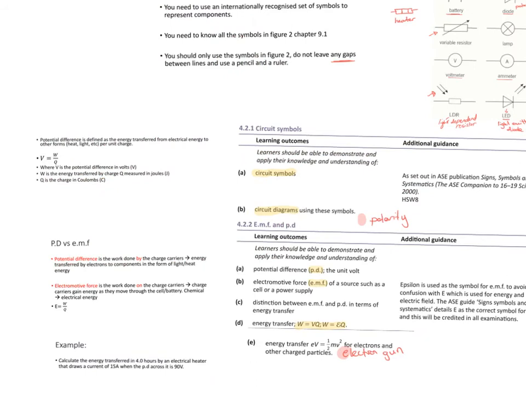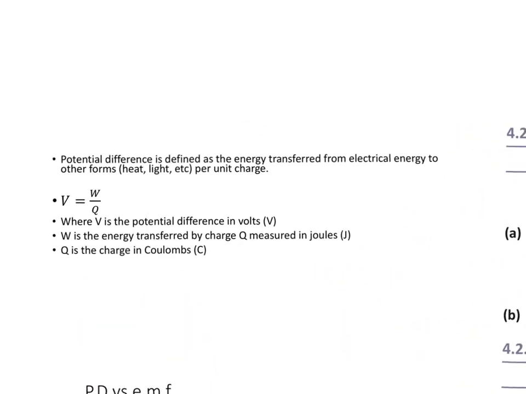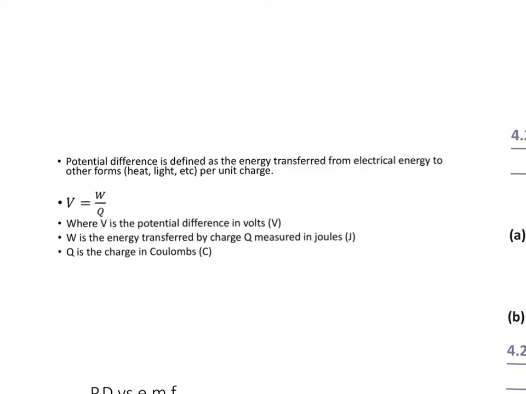So the next bit that we're going to look at now is the potential difference and what it means, the unit volt. So you'll need to be able to define the unit volt as well. Potential difference is defined as the energy transferred per unit charge.